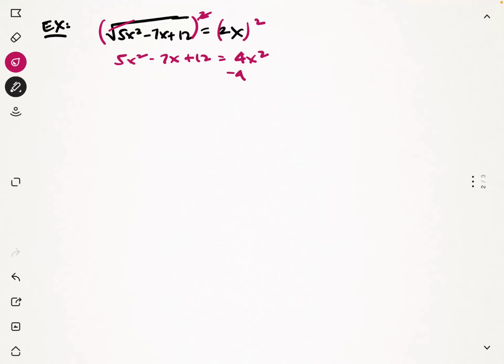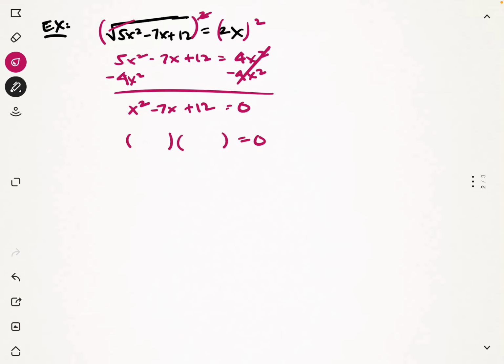All right, again, we're going to move everything to one side. So we get 5x squared minus 4x squared is 1x squared. The negative 7x drops down, and so does the 12. Now when we factor this, we're looking for what multiplies to get 12 and adds to get negative 7. That's going to be negative 3 and negative 4. And once again, we're going to use the zero product property to find our x's that make this 0. So we're going to have x equals 3 and x equals 4.